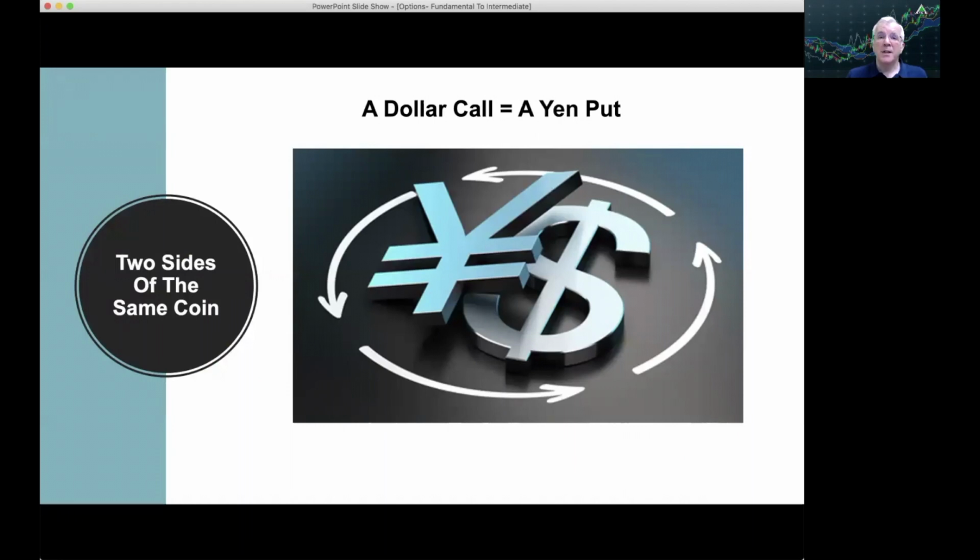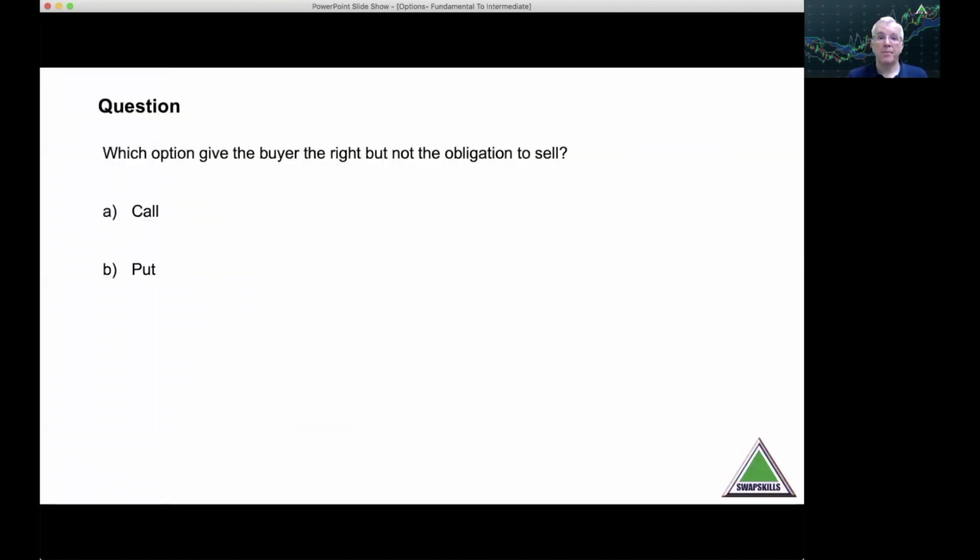Now, when we say dollar call, yen put, remember, if I'm buying something off you, I'm probably giving you something in return. So if I had a dollar call, the right to call in or buy dollars off you, I must give you something in return. A yen put, I'm selling you yen. So buying dollars, selling yen. Dollar call, yen put. So remember, dollar call is the same as a yen put in this context. So two sides of the same coin.